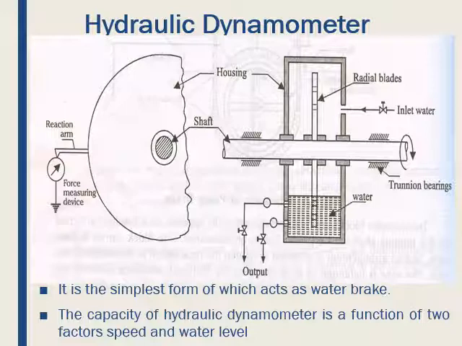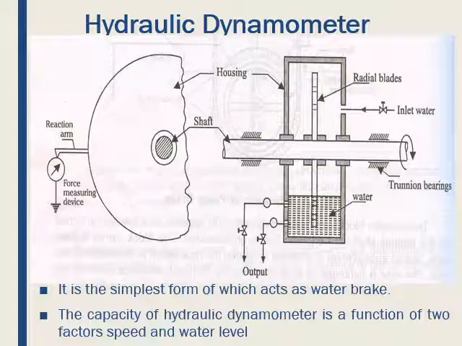The power absorption at a given speed may be controlled by adjusting the water level in the housing. This type of dynamometer may be made in considerably larger capacities than the simple Prony brake, because the heat generated can be easily removed by circulating the water into and out of the housing.